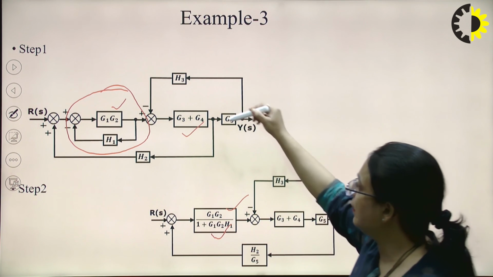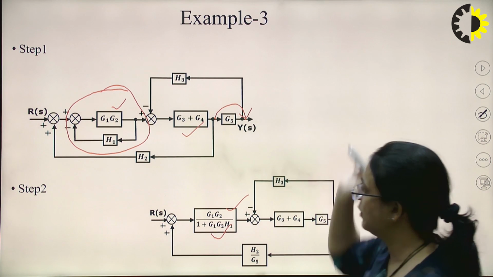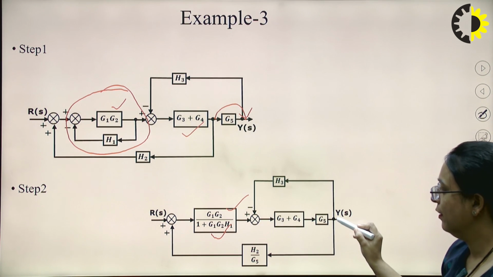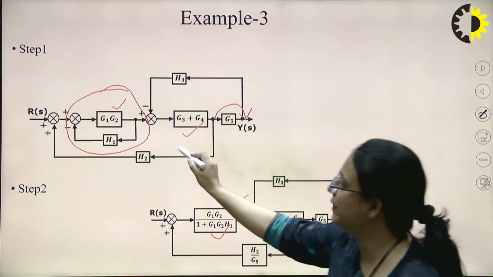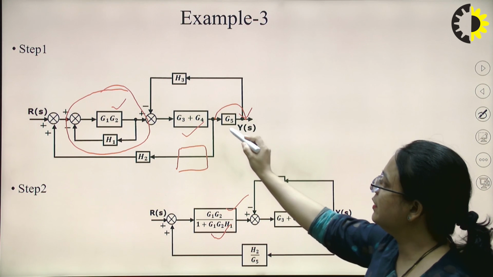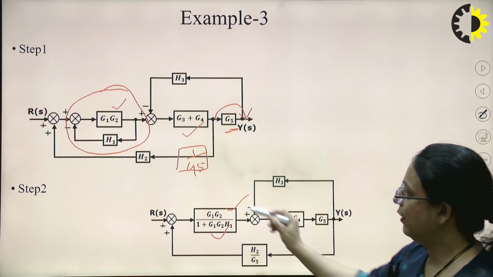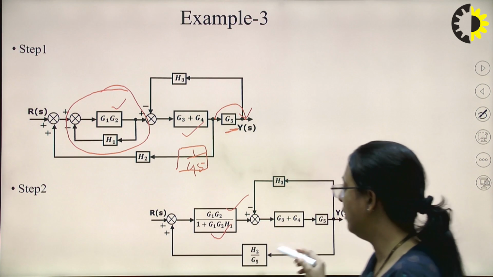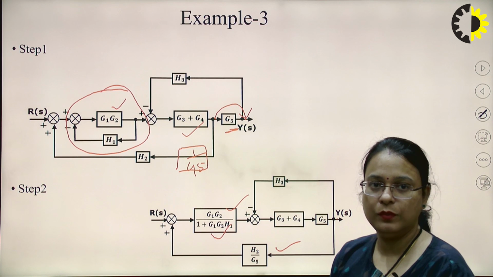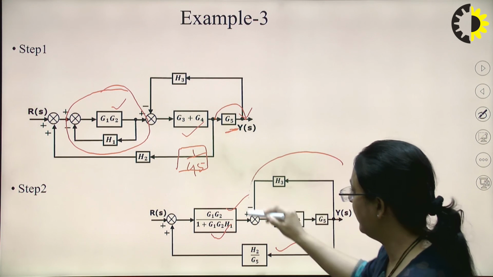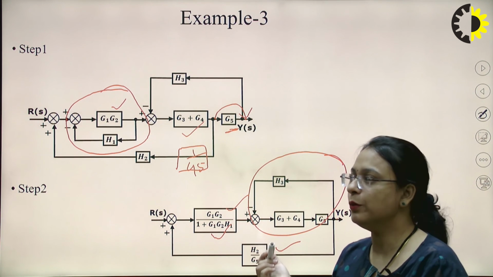Now you can see here I have shifted this takeoff point to this point. Now what to do? We have to add a block in series which is H2, having a reciprocal of this G5. Since these two blocks are connected in series, I have simplified it and it can be written as H2 upon G5. Now you can see here, this is again a feedback loop formed. You can again simplify it and convert it into a single block.